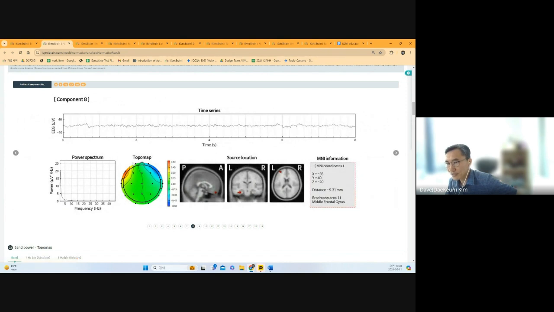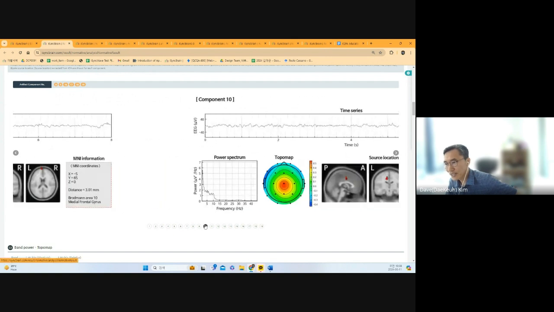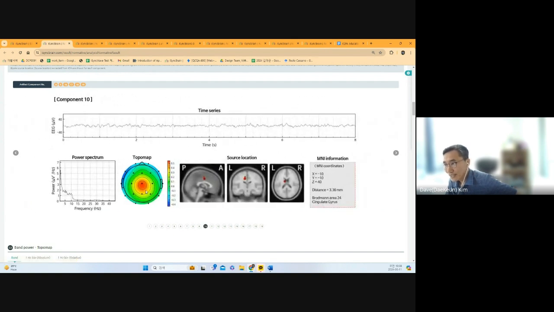And this is the horizontal eye movement. We have to reject, AI rejects this horizontal eye movement and very slow frequency spectra. And this is the vertical eye movement, also rejected. And number 10, she has a central cingulate slow activity, slow theta activity.